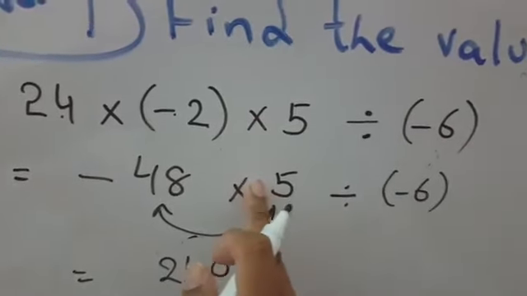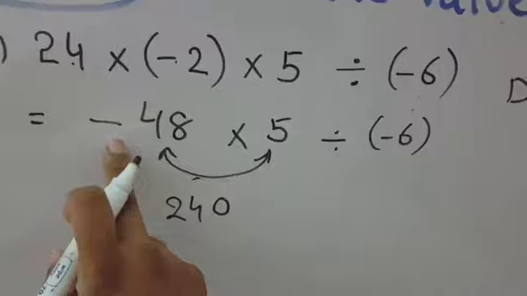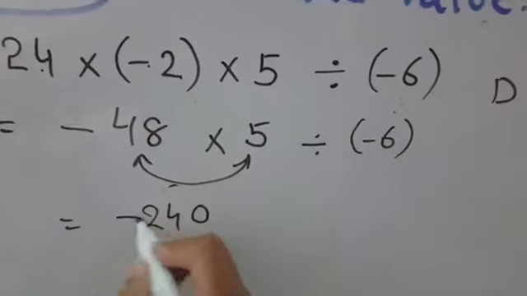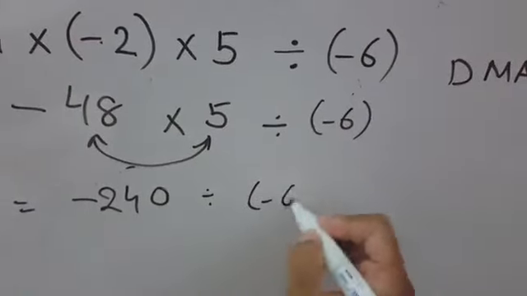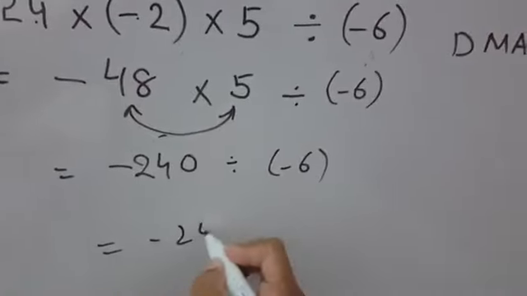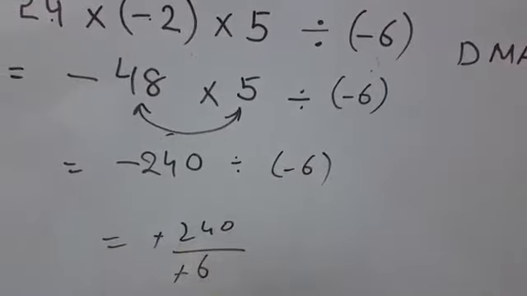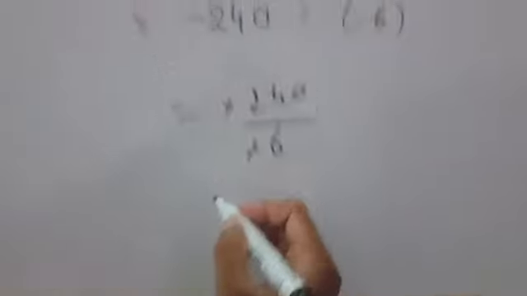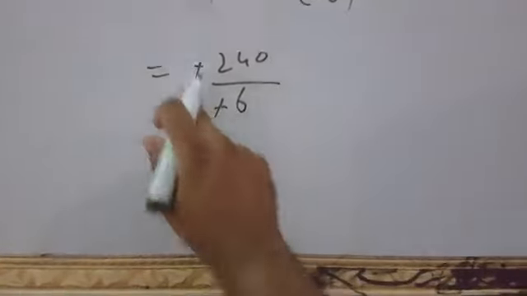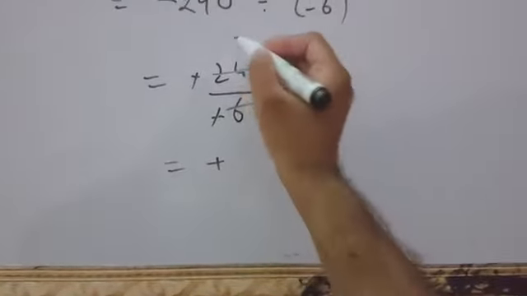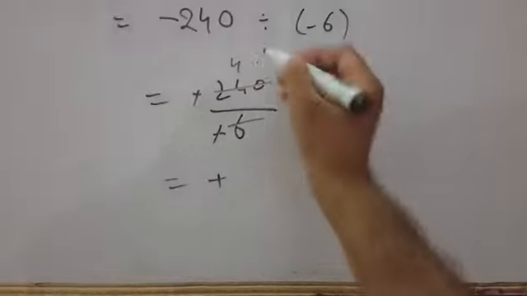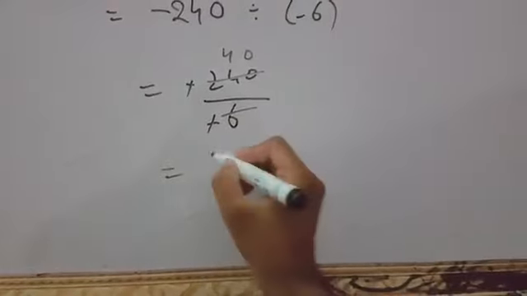Since this was the positive 5 and it was negative 48, so plus minus divided by minus 6. So here 240 is being divided by minus 6, minus and minus is plus, so it will be equal to positive sign now. 6 times 4 is 24 and 6 times 0 is 0, so positive 40 is the answer.